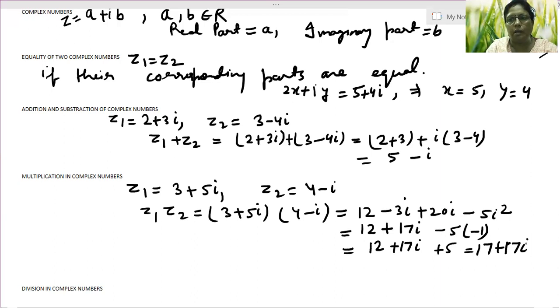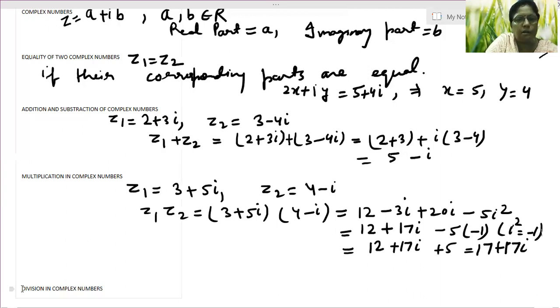i square is minus 1. Always put the value of i square when you are either multiplying or adding or dividing two complex numbers, right? So this is 12 plus 17i minus 5 into minus 1. So 12 plus 5, again 17. So in that way the answer is 17 plus 17i.